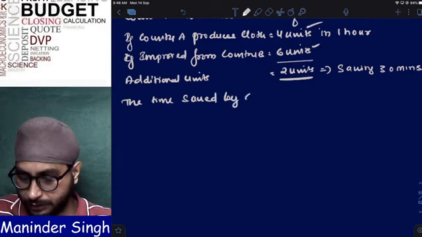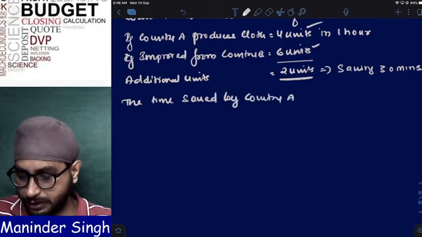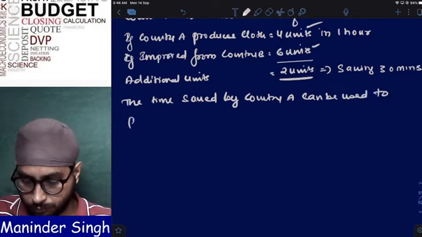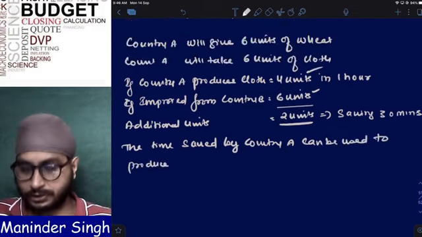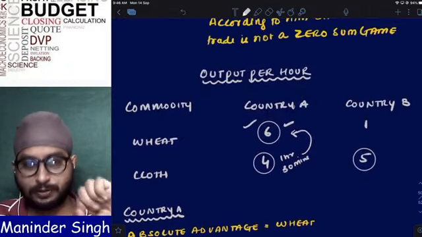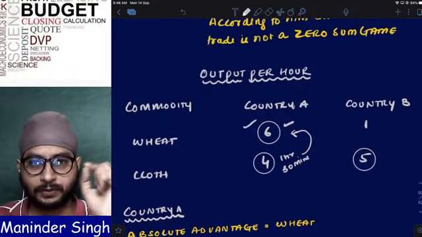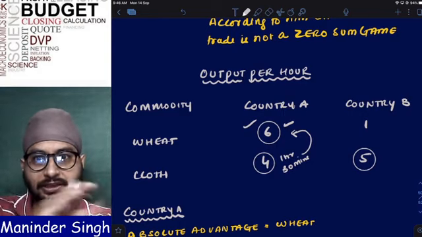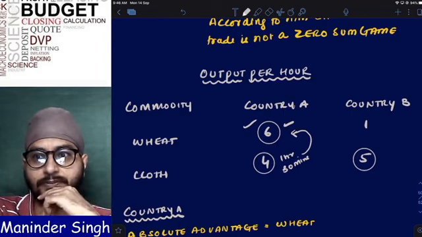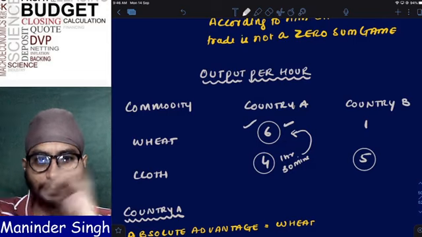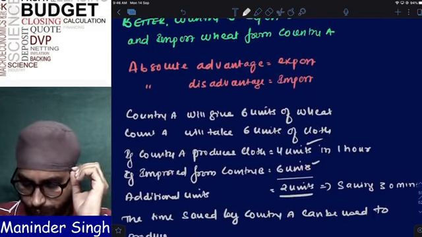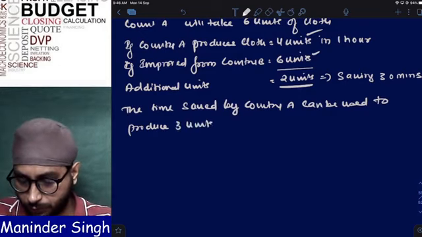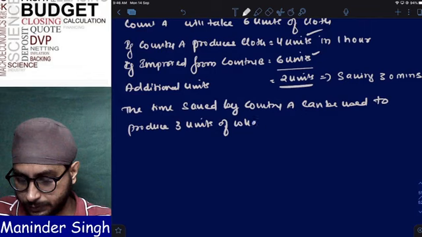by country A. The time saved by country A can be used to produce how many units? Sir, in 1 hour I am able to produce 6 units of wheat. Now tell, in 30 minutes, how many can I produce? 3 units, right? So the time saved by country A can be used to produce 3 units of wheat.